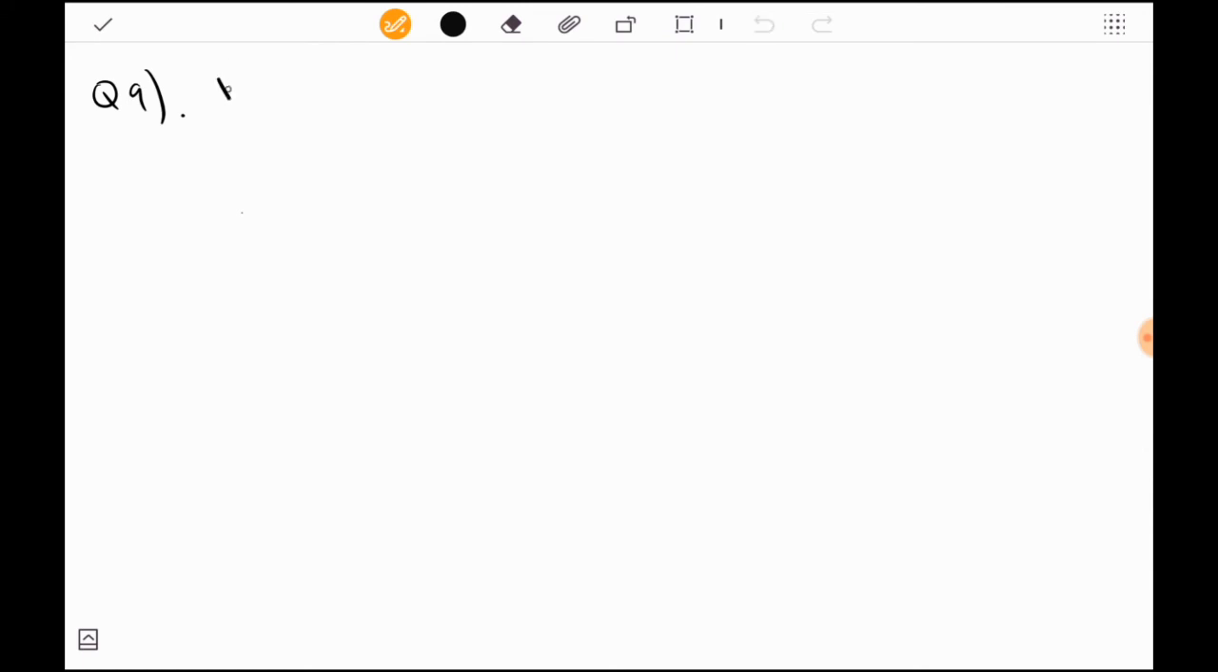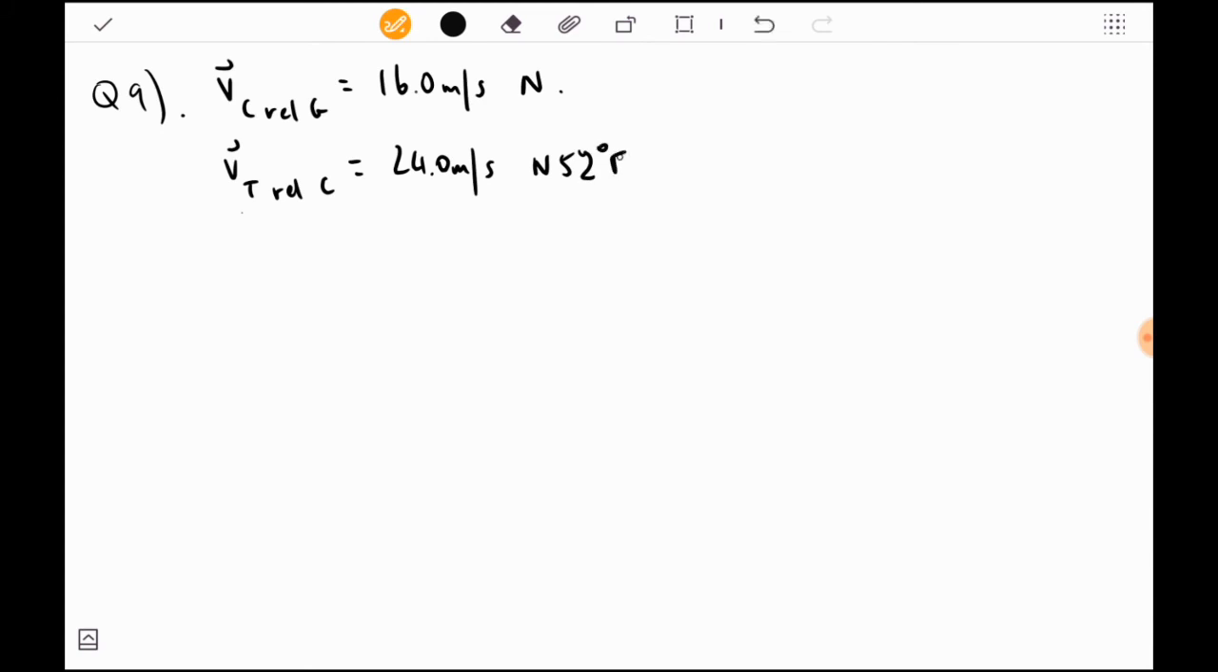We know the velocity of the car relative to the ground is equal to 16 meters per second north. Just going to write N for north. We know that the velocity of the truck relative to the car is 24 meters per second north, 52 degrees east. So that means that what this form of bearing is going, well, we face north and then we turn 52 degrees east.